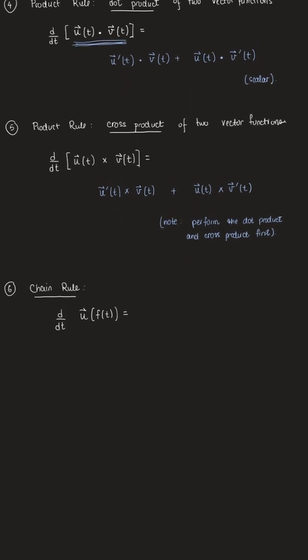And then finally, we also have a chain rule. And here the composition is a vector function composed with a scalar function. And our chain rule tells us that this will be the derivative of the vector function evaluated at the scalar function, at f of t. And then we multiply by the derivative of the inside, and this is a regular multiplication, f prime of t. And so there's our chain rule.